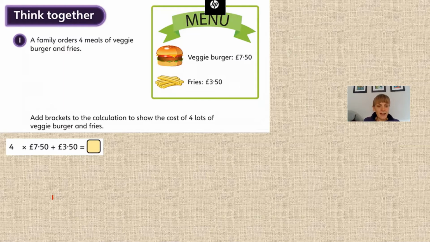Now this is asking us to add brackets to the calculation to show the cost of 4 lots of veggie burgers and fries all together.